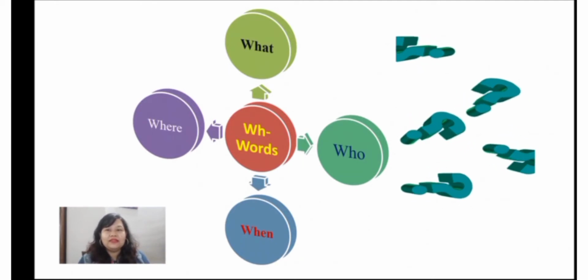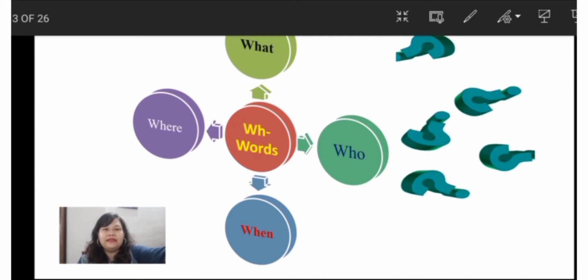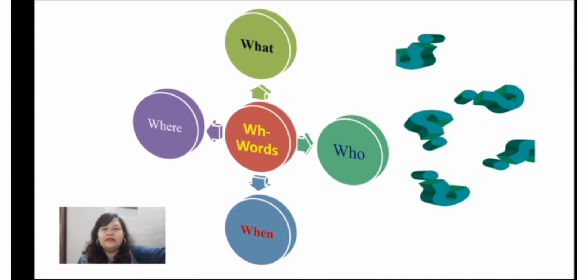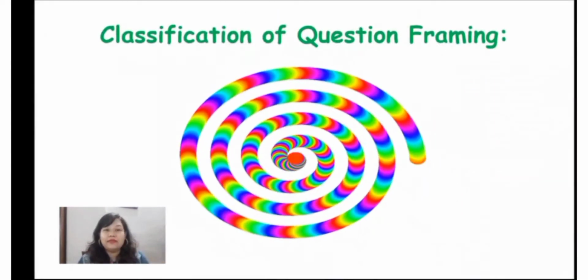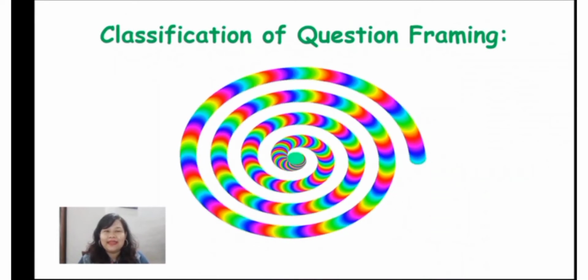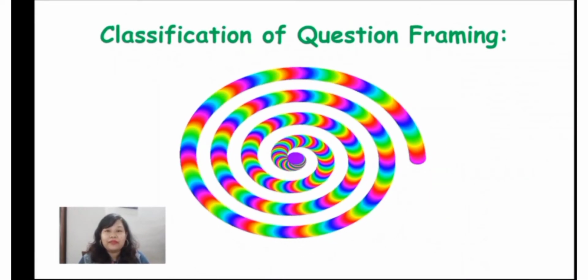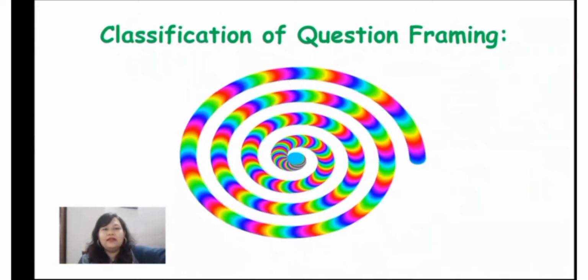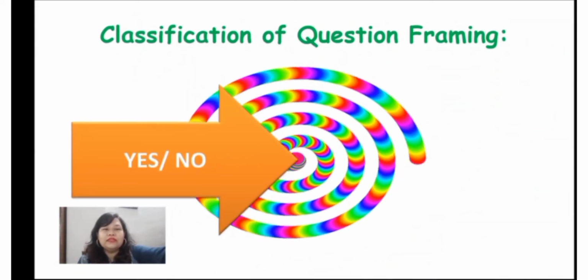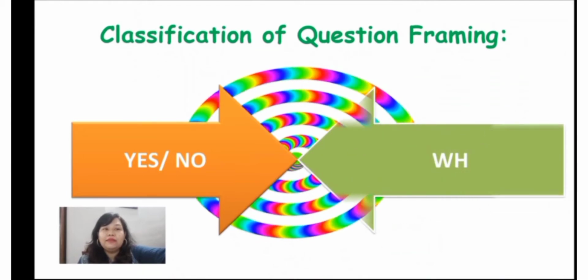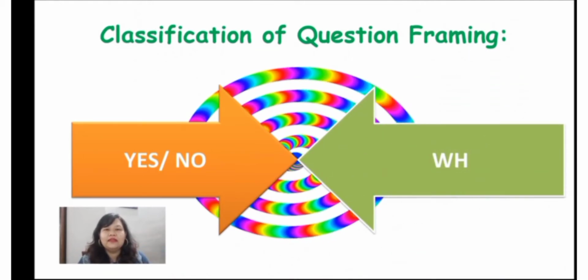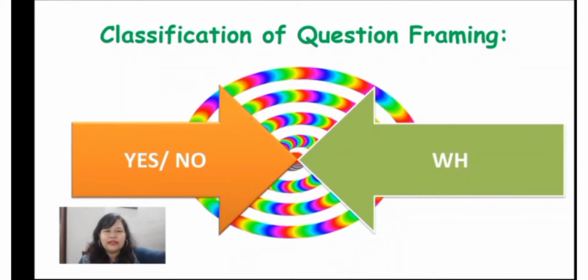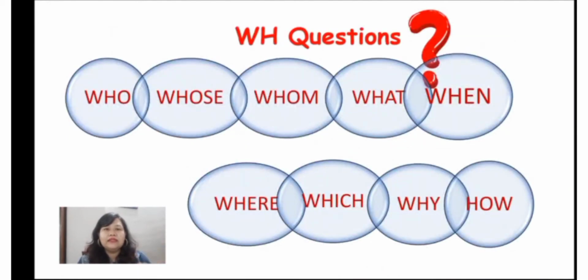Okay? Children, let me remind you that there are two main types of questions. Yes, children. Question framing can be classified into two categories. Yes or no questions and WH questions. Now, can you tell me what are WH questions?